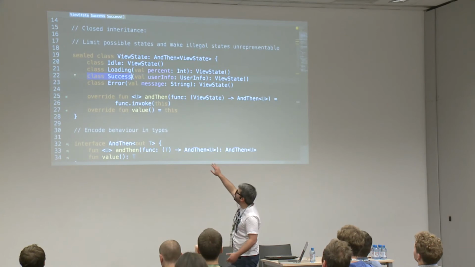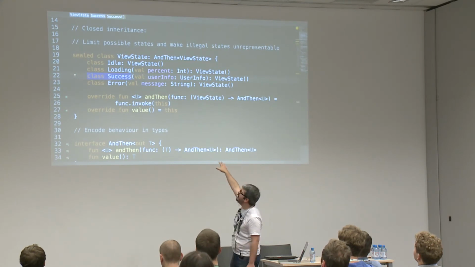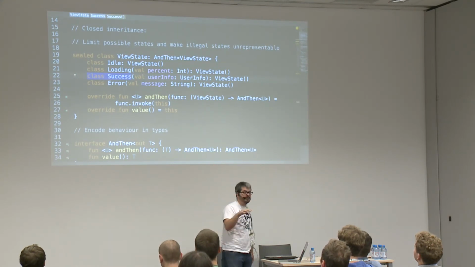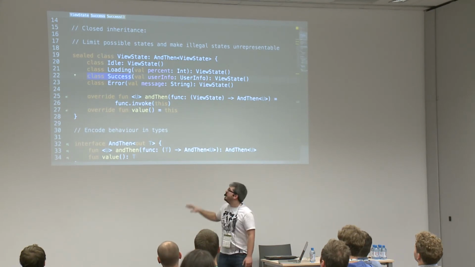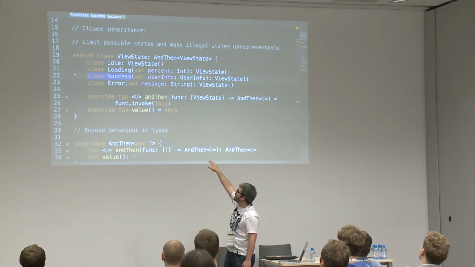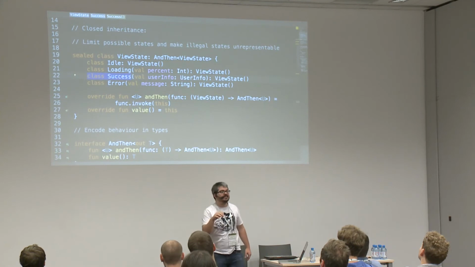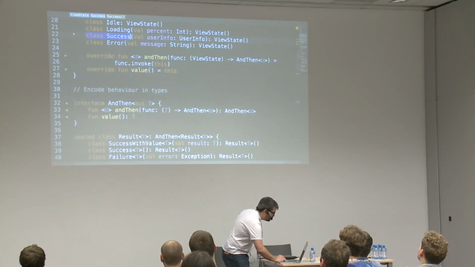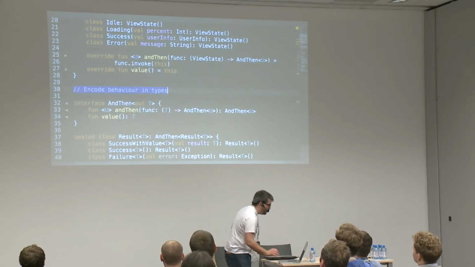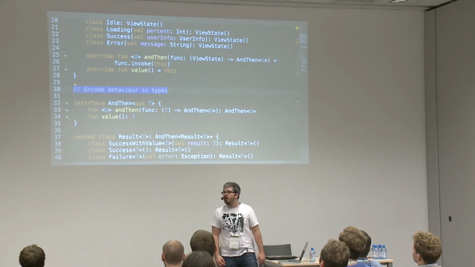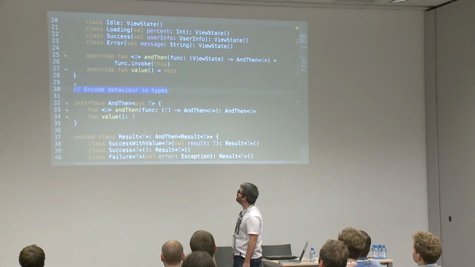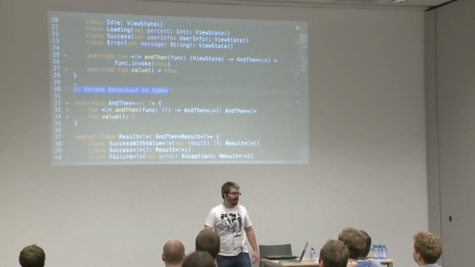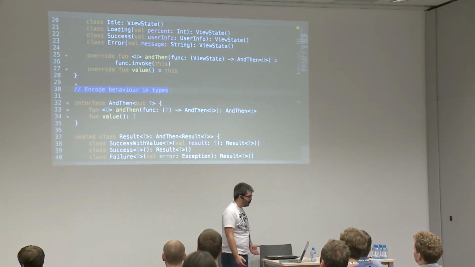So you tag each one of the classes, each one of the inherited elements, with the data that is relevant for you. The sealed class defines all your view states, but each one of the classes contains the information necessary to represent each one of those states. The next part is how you encode your behavior in types. Because we have sealed classes, I have defined an interface, and the interface is called andThen.